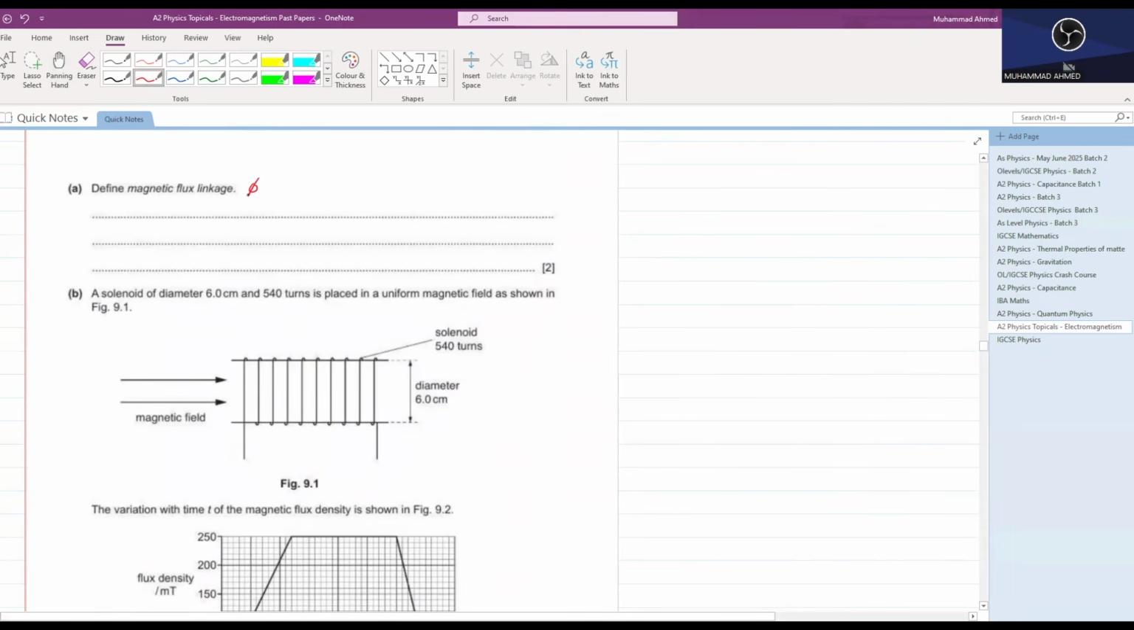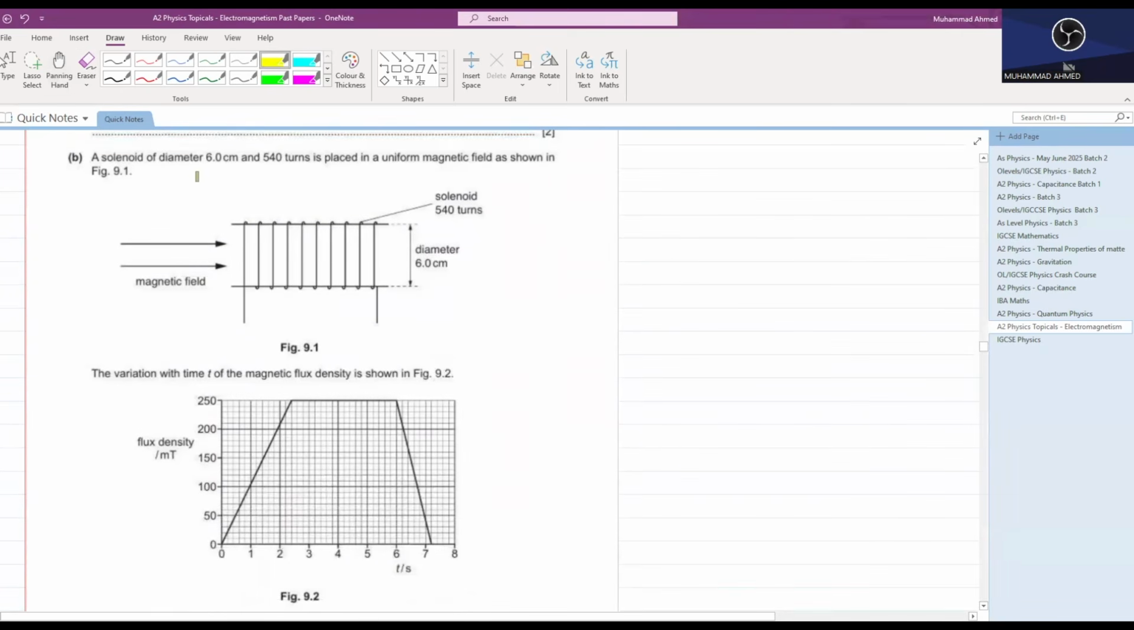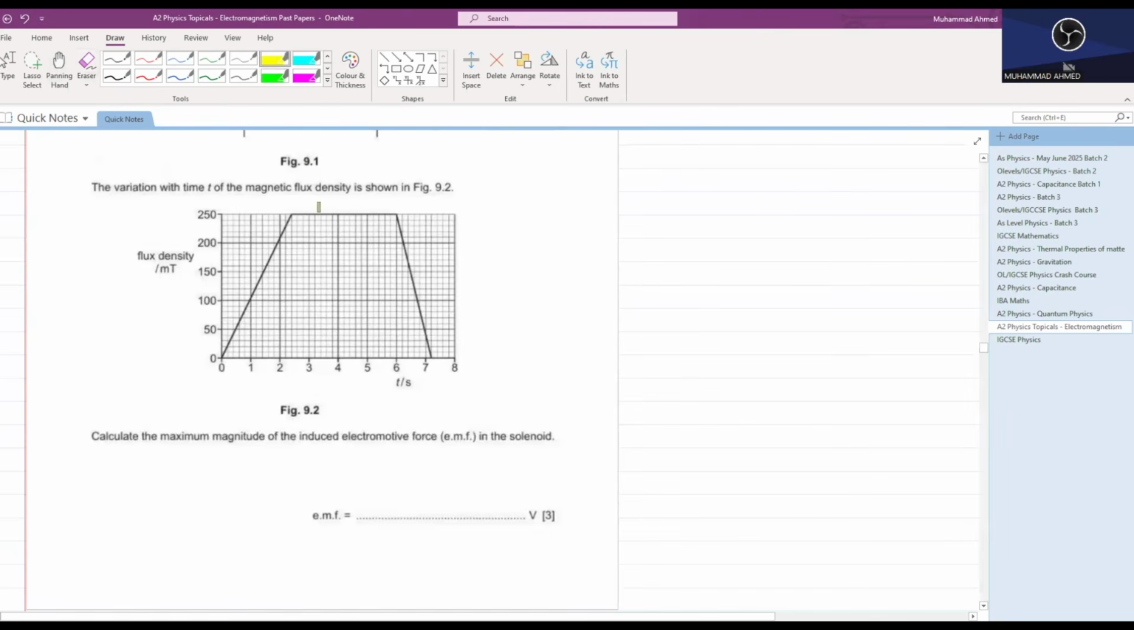Define magnetic flux linkage. You have to define phi again. I guess we have done it earlier. You can scroll back in the video and see that. A solenoid has a diameter of this. This is your diameter. Your radius will become 3 centimeter. The number of turns is 540, placed in a uniform magnetic field as shown in figure 9.1. Now let's see this graph. The variation with time t of the magnetic flux density is shown in figure 9.2. This is the B versus t graph.